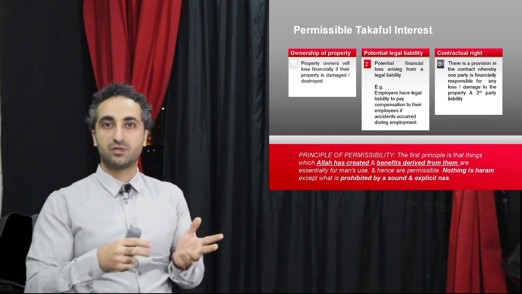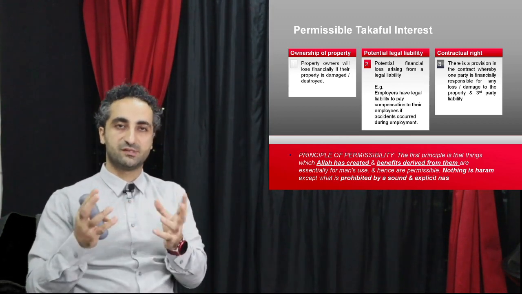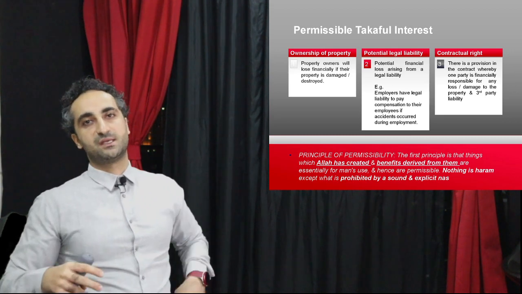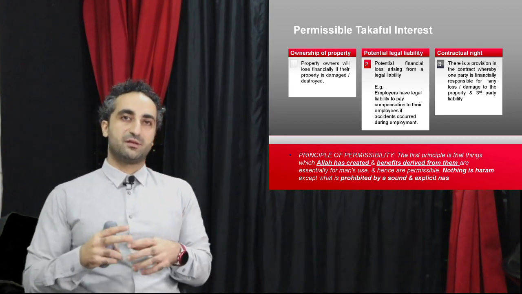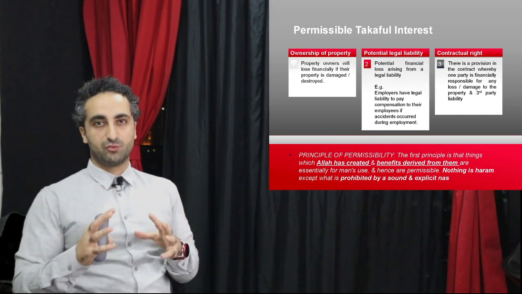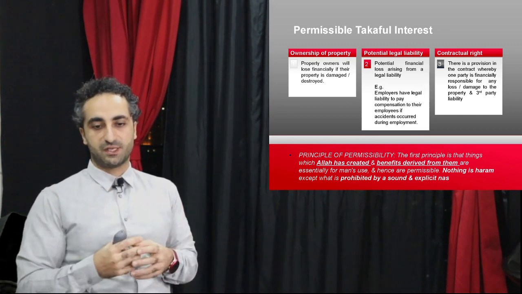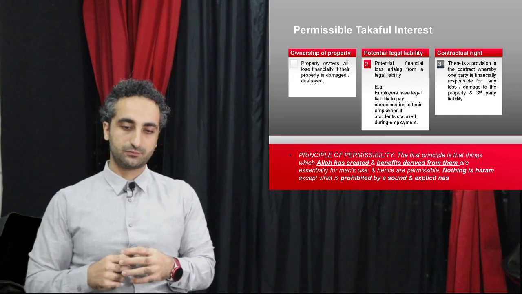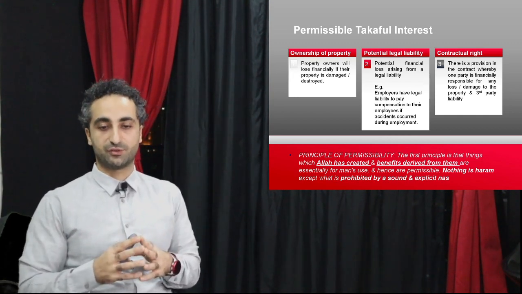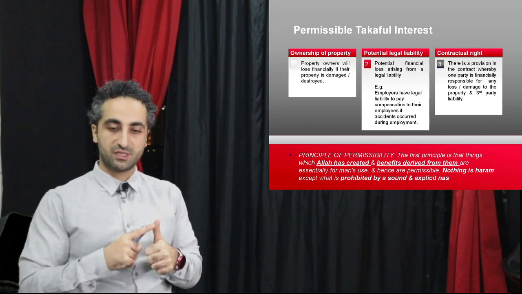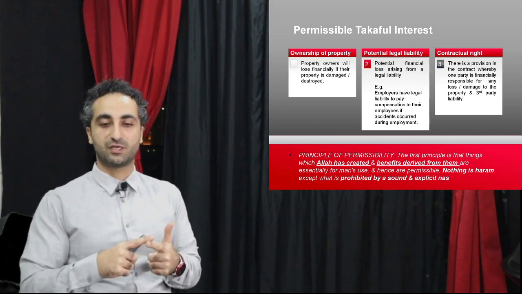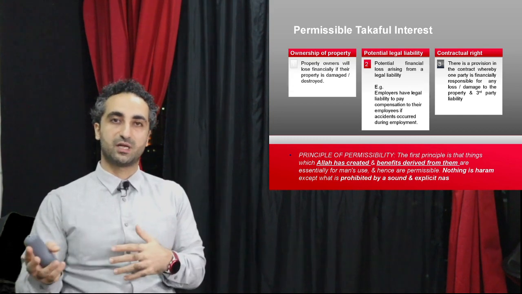Any of these can be disastrous sometimes. So the employee might sue the business owner, let's say because there is no means of protection, the environment of the workplace is not there, etc. Finally, contractual right. There is a provision in the contract whereby one party is financially responsible for any loss or damage or property to a third party.